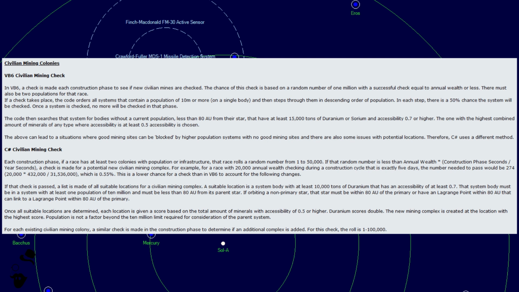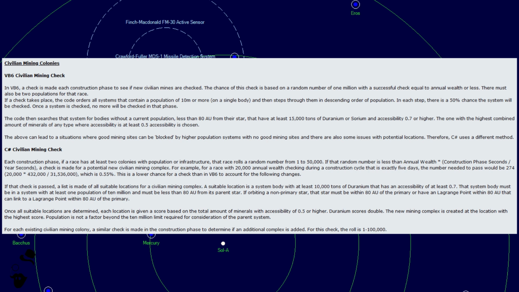If that check is passed, a list is made of all suitable locations for a civilian mining complex. A suitable location is a system body with at least 10,000 tons of uranium, so less required than VB6, that has an accessibility of at least 0.7. Interestingly enough, sorium is not included in that check. That system body must be in a system with at least one population of 10 million and must be less than 80 AU from its parent star. If orbiting a non-primary star, the star must be within 80 AU of the primary or have a Lagrange point within 80 AU that can link to a Lagrange point within 80 AU of the primary. So basically travel time of 80 AU or less.